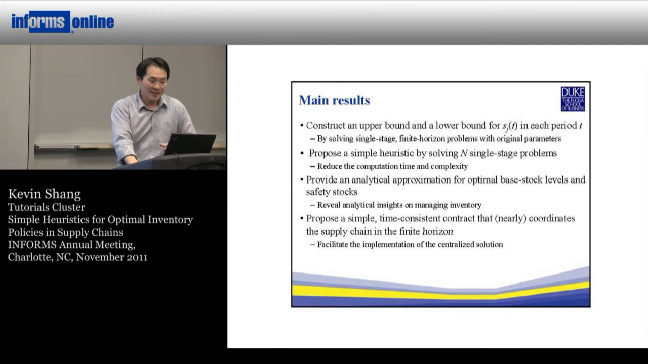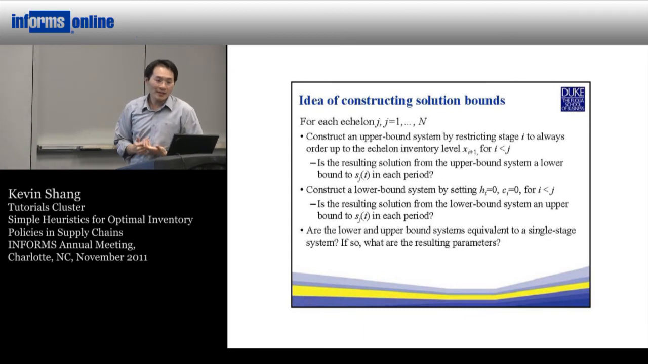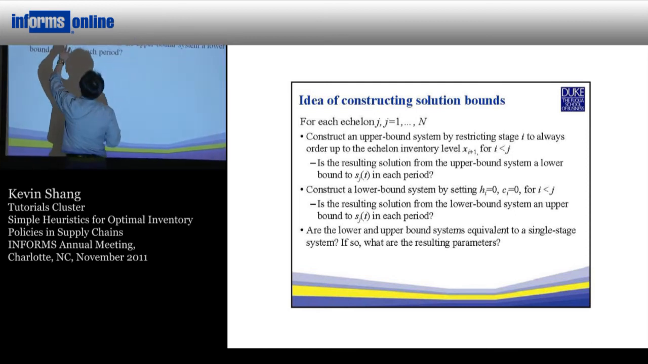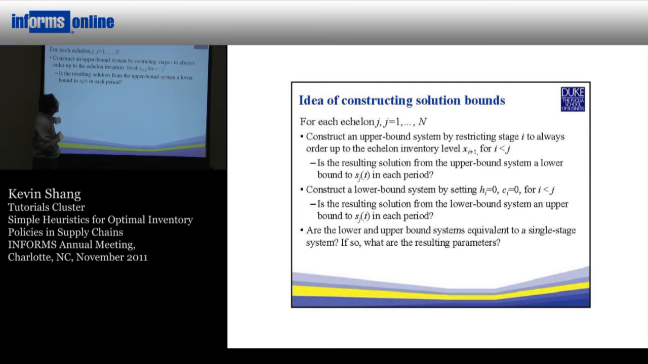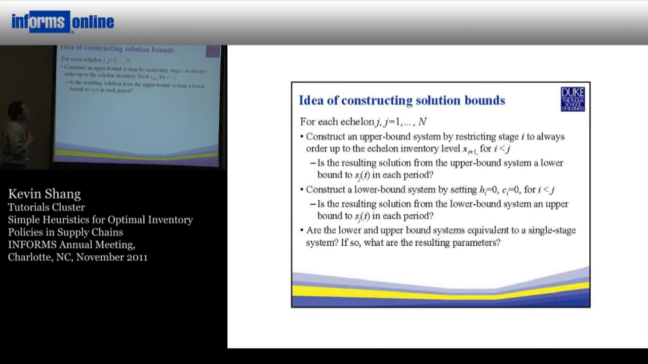Okay, so here is the main result. Let me get to the point. How do we construct the solution bounds? Again, we start from every echelon. For every echelon J, we can construct the upper bound system by restricting stage I to always order up to the echelon inventory level of your upstream stage.